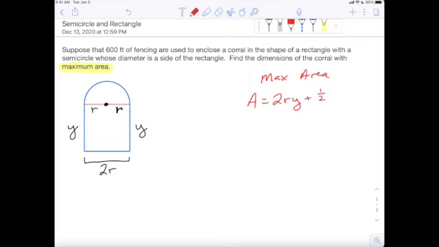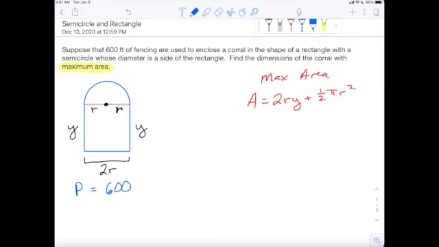Okay, so I've got an equation, and it's got two variables in it like a lot of these problems end up having. There's always some secondary condition they give you which allows you to solve for one variable and substitute that in. In this case, that is the fact that there is 600 feet of fencing. That refers to the perimeter of this figure. And so our total perimeter can be 600.